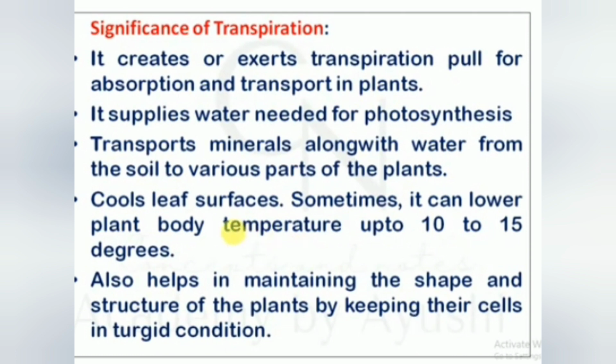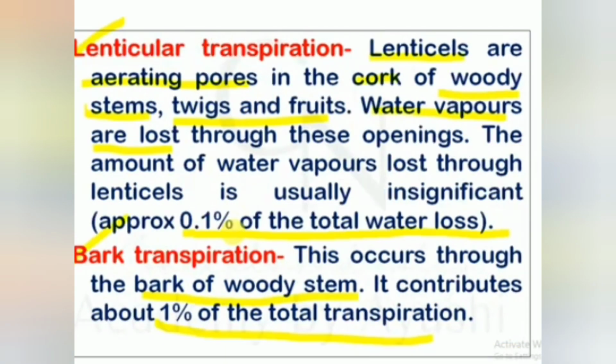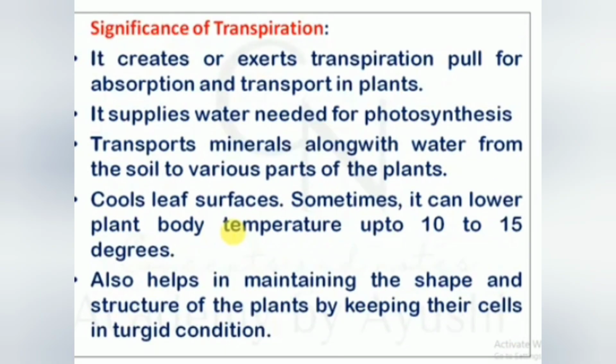Significance of transpiration. Number 4, that is the cooling effect. A leaf exposed directly to sunlight will absorb heat and its temperature may rise to a level which could kill the cytoplasm. Water evaporating from the leaf absorbs its latent heat and thus cools the leaf.